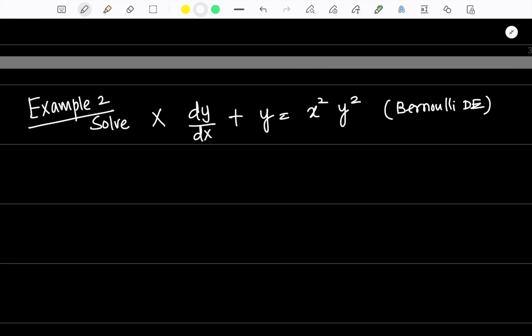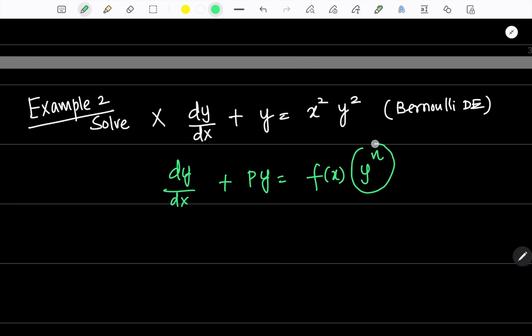So what is the general form of Bernoulli's equation? Everybody knows. In the class I told you the general form of Bernoulli's equation, which is of the form dy by dx + Py is equal to f of x times y to the power n. If this part is there, then we are going to call it Bernoulli's differential equation. So this is a Bernoulli's differential equation.